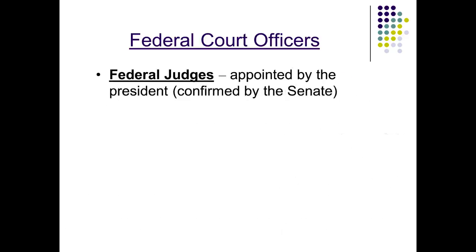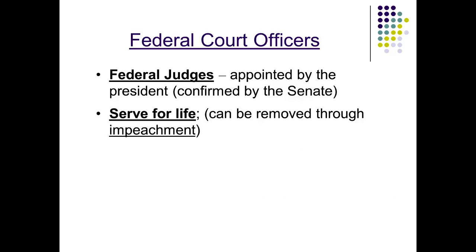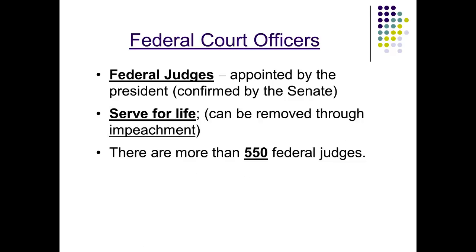Federal court officers. Federal judges. These are guys appointed by the president and then confirmed by the Senate. So these are the ones that serve for life. They never leave the bench, and basically, unless they go senile, commit a major crime, or die, or resign, they stay there. That's pretty much it. They serve for life. They can't be removed unless they're impeached.